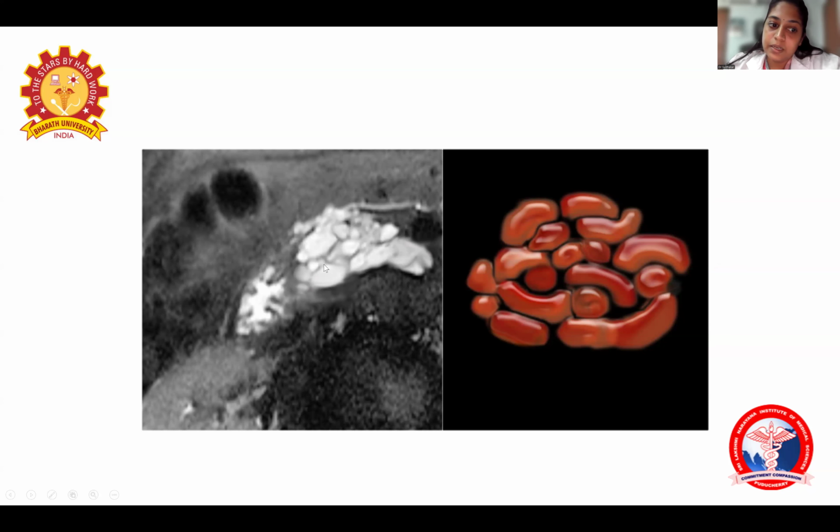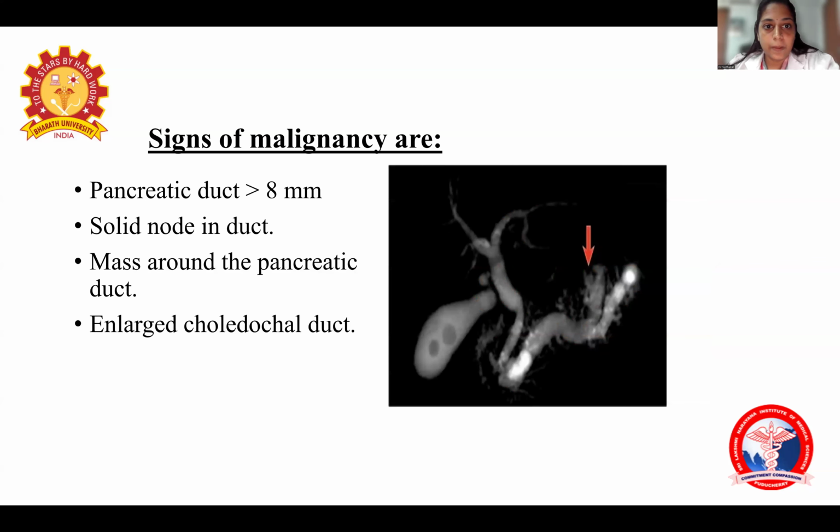You can see that in an MR, you can see multiple cysts, as you can see in this demonstration. Okay. Coming to the signs of malignancy, when the pancreatic duct measures more than 8 mm, or when there is a solid nodule in the duct, when a mass is seen around the pancreatic duct, or an enlarged pancreatic cyst, okay, you can think of a malignant transformation. This is very important because it changes the course of treatment.